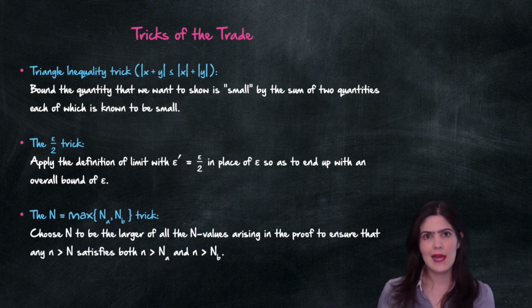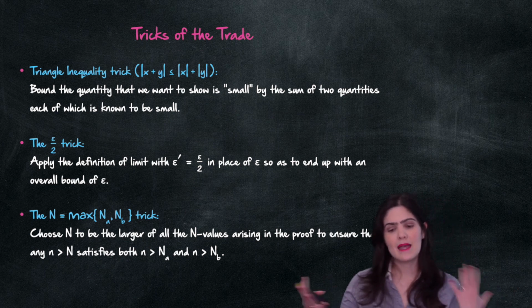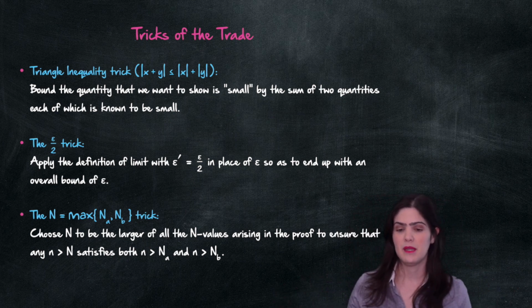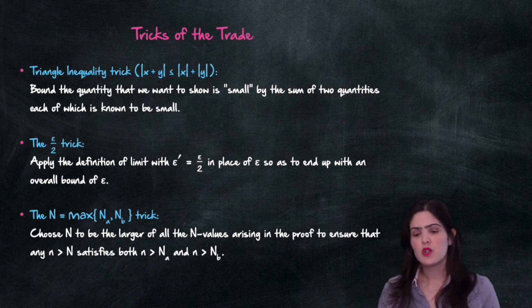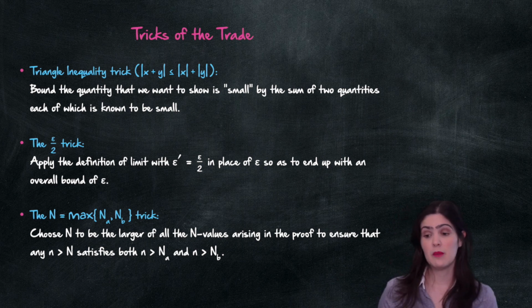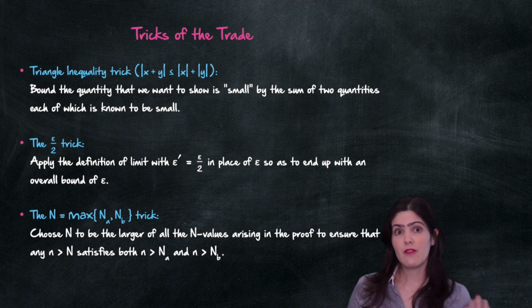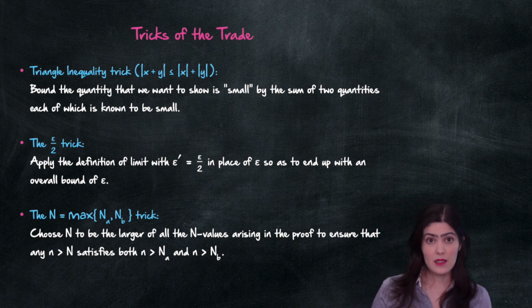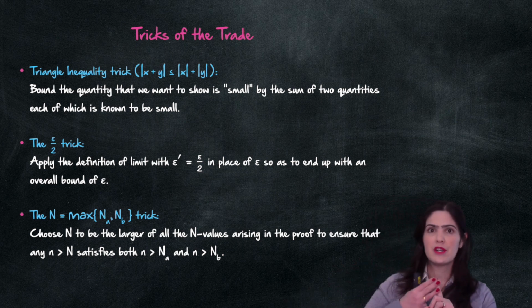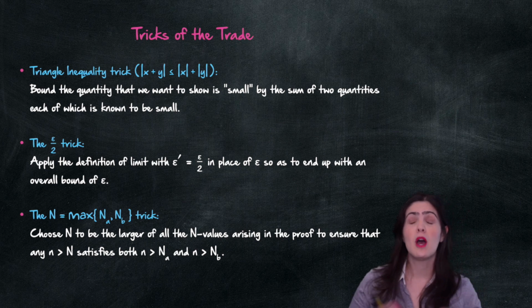And then the last trick. Take N equals the maximum of the N's that you had, in this case the maximum of N_A and N_B. So if you choose N to be larger than all of the values of N that are involved in the proof, that will ensure that if n is bigger than this capital N, then n is bigger than N_A and N_B. These 3 tricks that we saw here, we're going to see them over and over and over again in analysis. And that's why I wanted to share them with you.